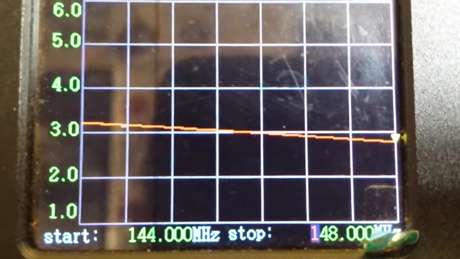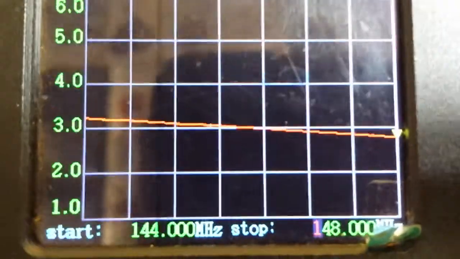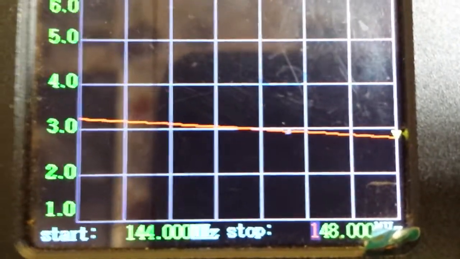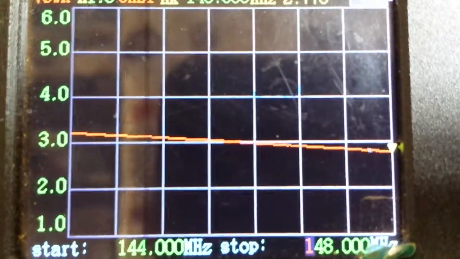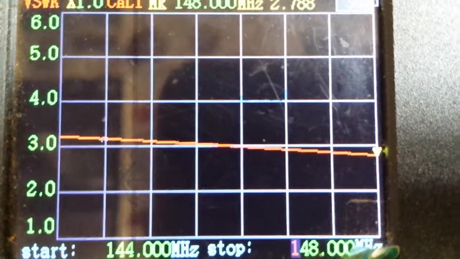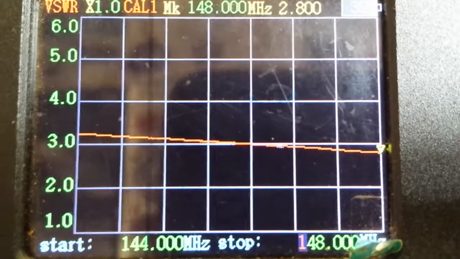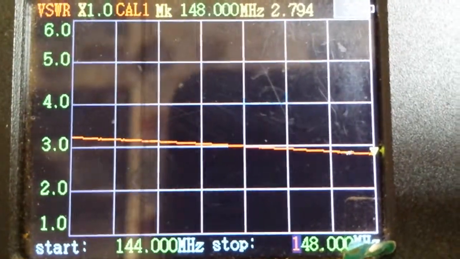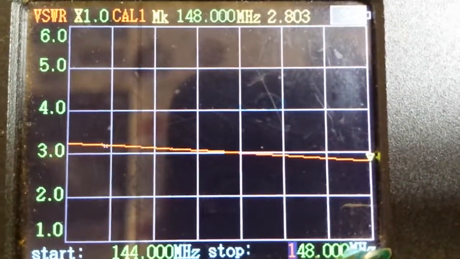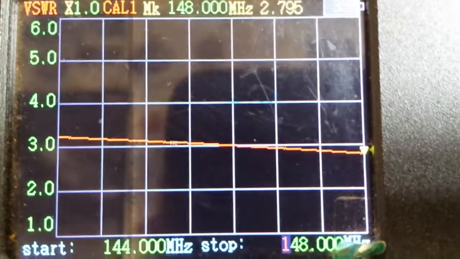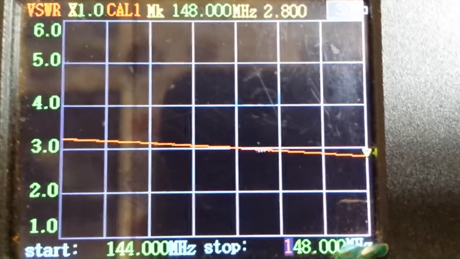Quite a bit better than it was. But still 3-1. Gee whiz. Not impressive at all. And I believe this is why Baofengs and maybe other radios are having a problem blowing finals. These Nagoya antennas are not good.